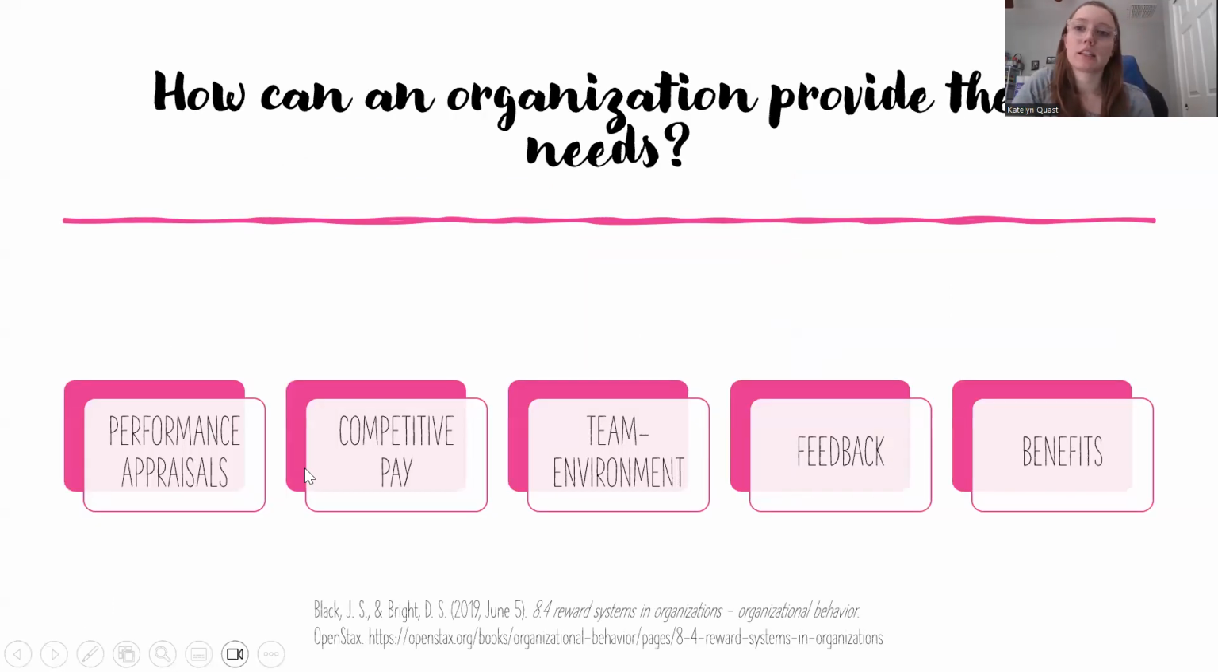So how can an organization provide these needs? There's more, but there are just a few that I listed here. First off, performance appraisals. This is not only an appraisal of each employee, but an appraisal of the employer as well. Both parties need feedback in order to create an organization where everybody feels like they're seen. Competitive pay, that's pretty self-explanatory.